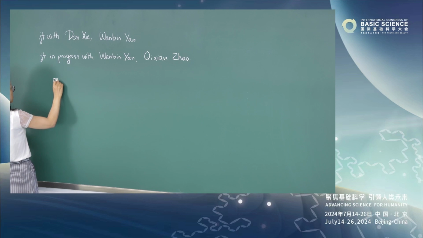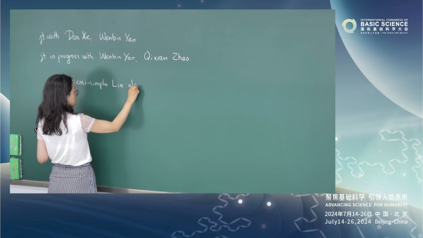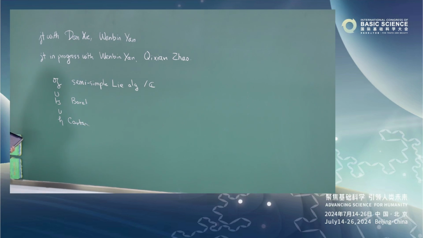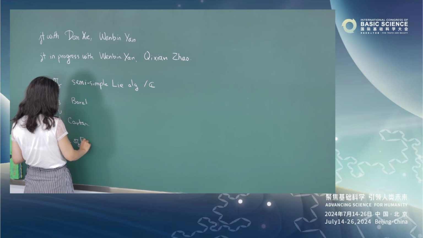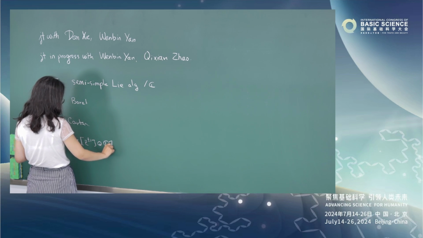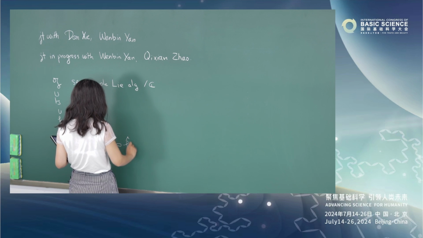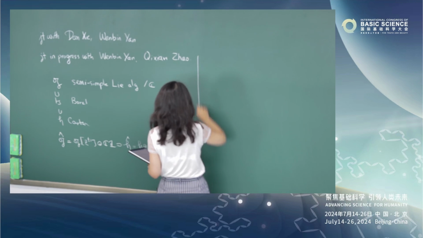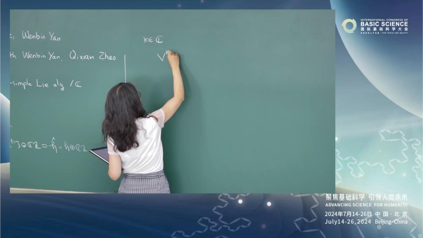So let's start with a semi-simple complex Lie algebra G. I'll fix a Borel and a Cartan. Let G hat be the affine Lie algebra associated with G. It's a central extension of the loop Lie algebra, and then we have the affine part of the Cartan. For any complex number kappa, we can consider the universal affine vertex algebra, denoted V kappa G.